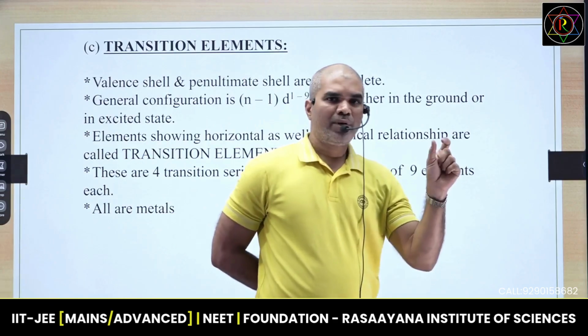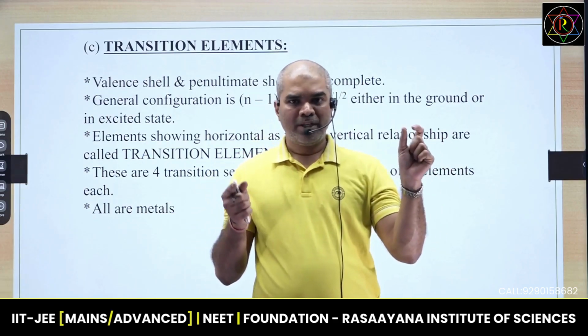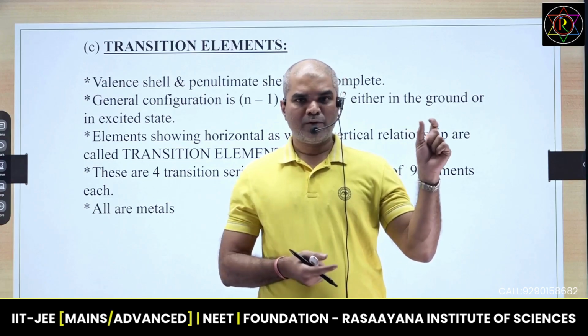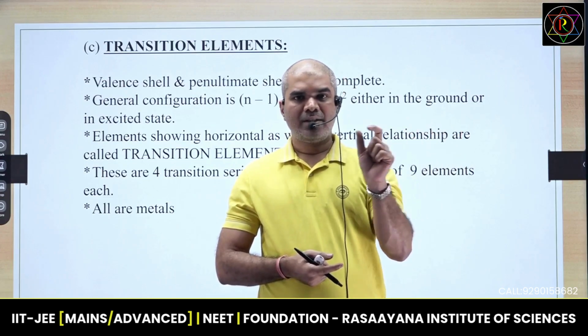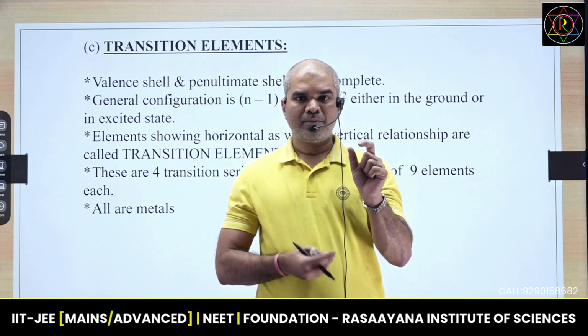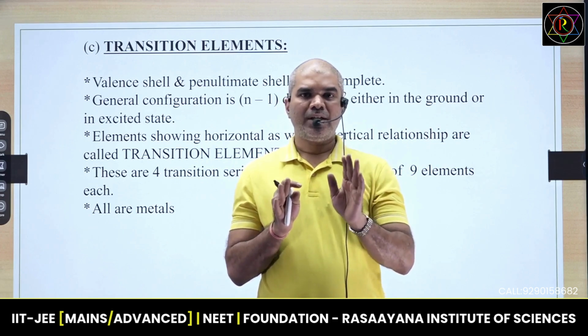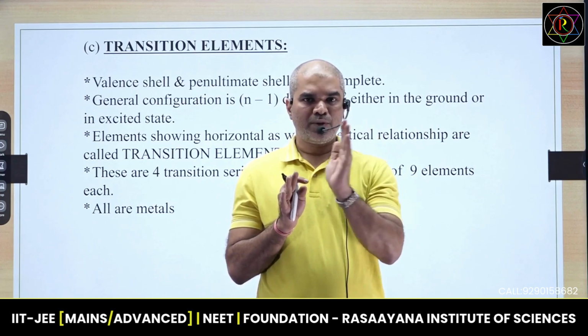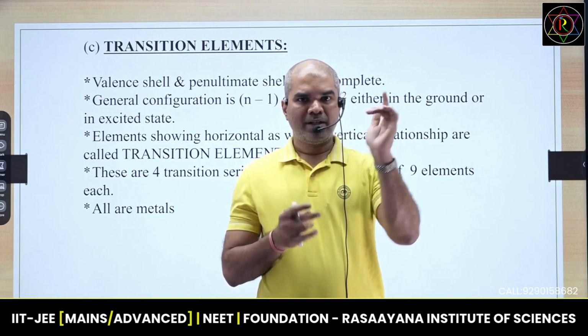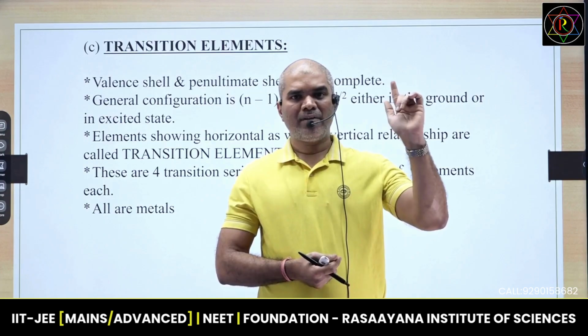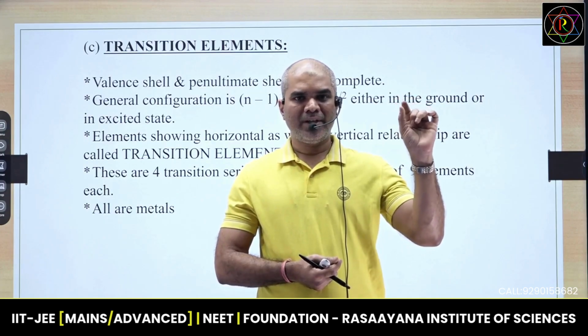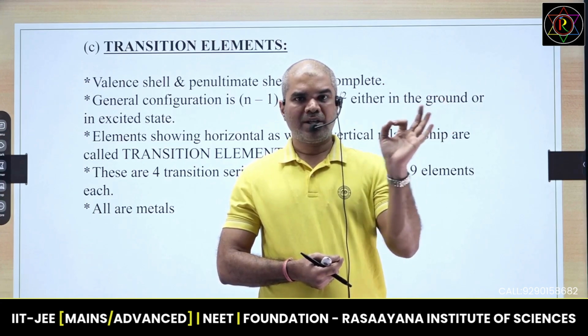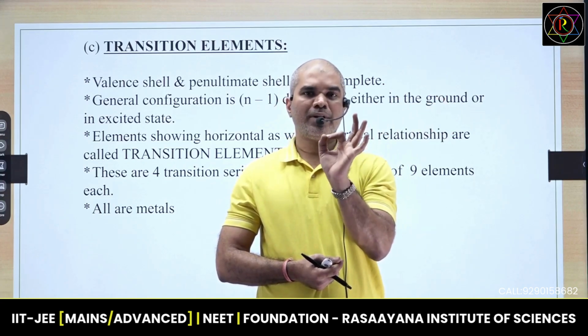Suppose I have 4s, then the penultimate shell would be 3d. Suppose I have 5s, 4d, then we have 3f. But do you have 3f? No. f will begin from 4f. So if you have 4f, 5d and 6s, it will begin with 6s. If you have 6s, then you can have 5d, then you will have 4f.